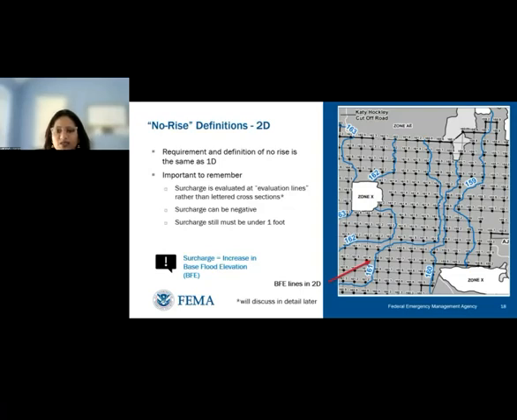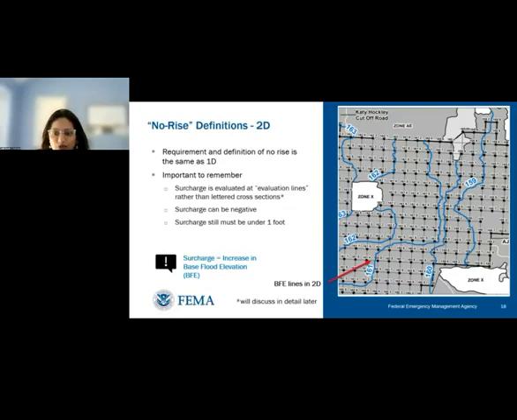When a 2D analysis is completed, surcharge is evaluated at evaluation lines. This is the new term. We will keep repeating this term more. And so the one thing you should get out of this webinar is learning the term evaluation lines for 2D, rather than lettered cross sections.